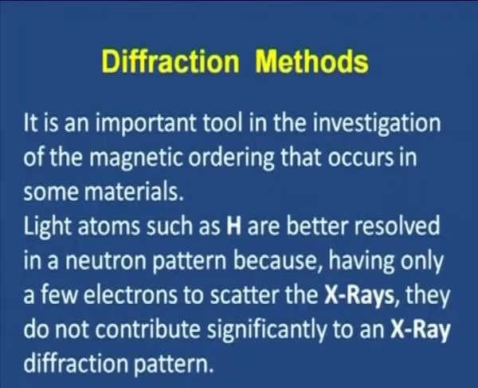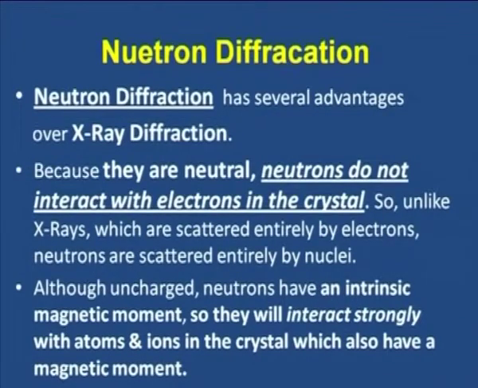So, to sum up, I told you light atoms like hydrogen can be better resolved using neutron diffraction and not by X-ray diffraction, that is very important, right. So, neutron diffraction has several advantages. The magnetic structure can be obtained, because neutrons have an intrinsic magnetic moment.